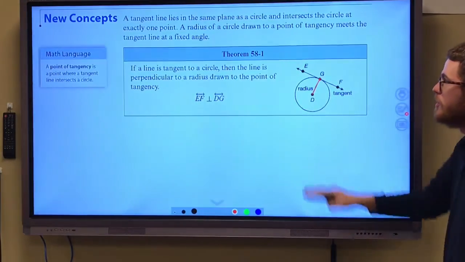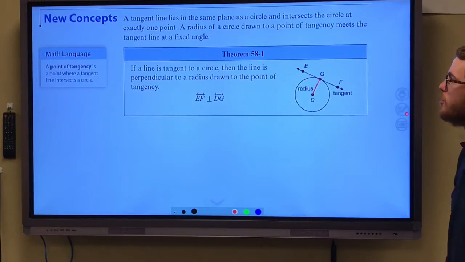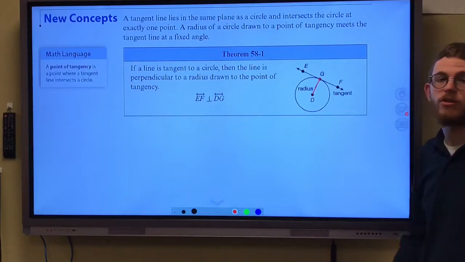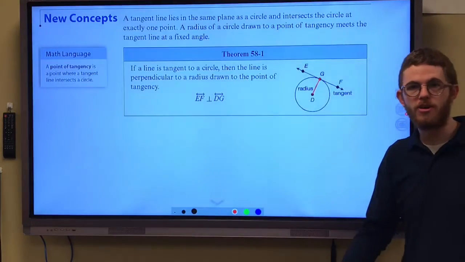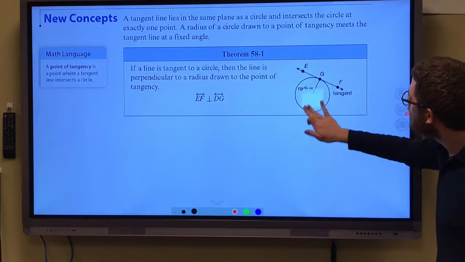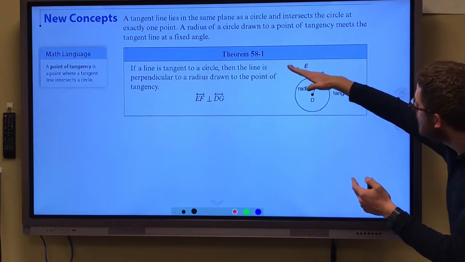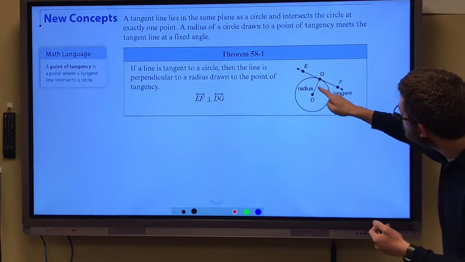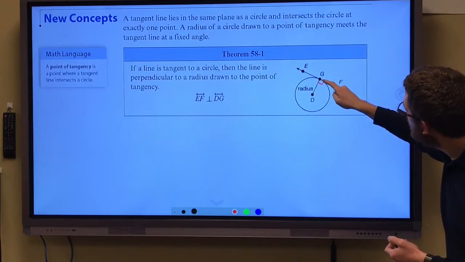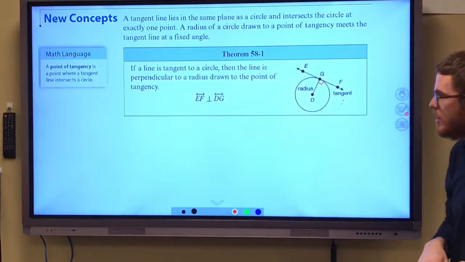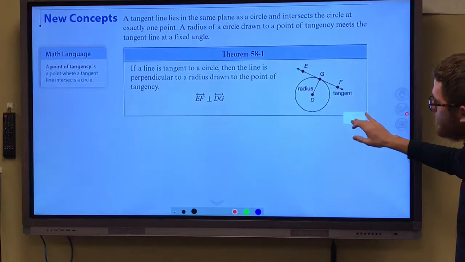tangency. It says here, if a line is tangent to a circle, then the line is perpendicular to the radius drawn to the point of tangency. Wow, I just said that without even looking at that. We can see right here, doesn't it make sense? We see the tangent line, we draw the radius to it, and it's going to be at a right angle. It's going to be perpendicular.